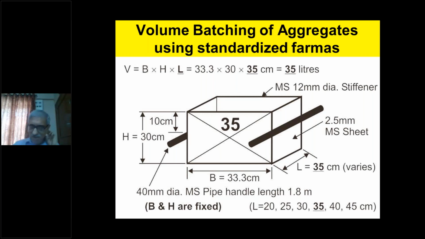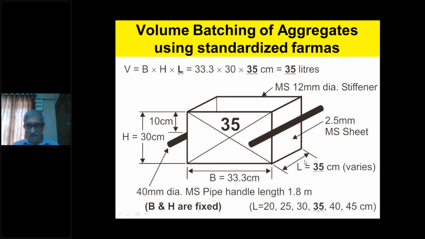Two dimensions do not change. One is the height and one is the length. The width will keep changing depending on the capacity of the box you want. In this case, the length will change depending on the capacity. So we have selected a 30 by 33.3 by 35 centimeter box, which has a capacity of 35 liters.